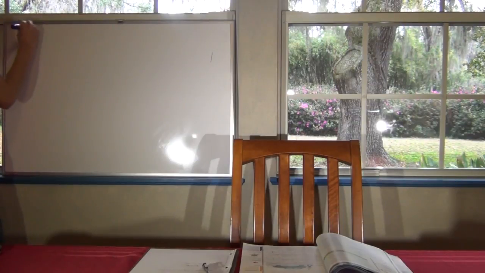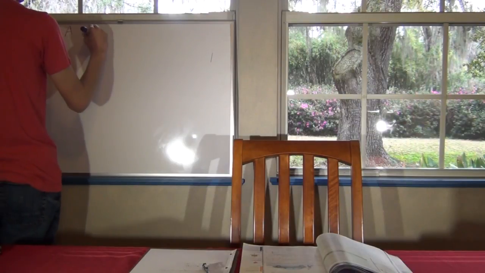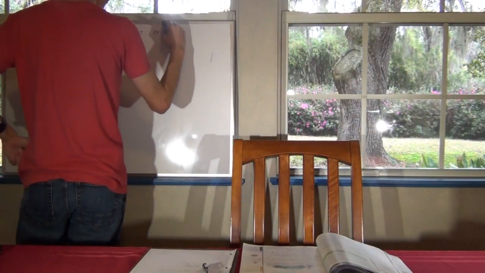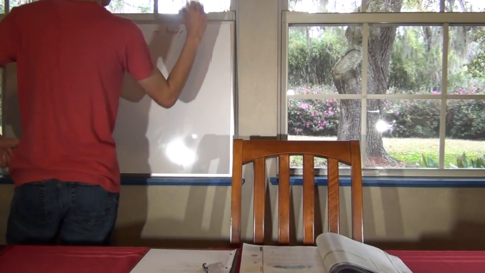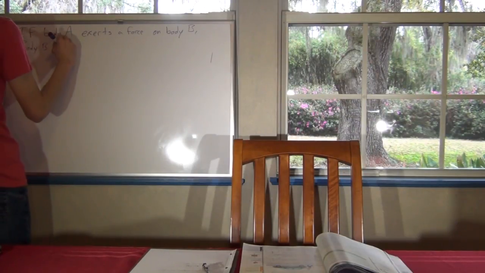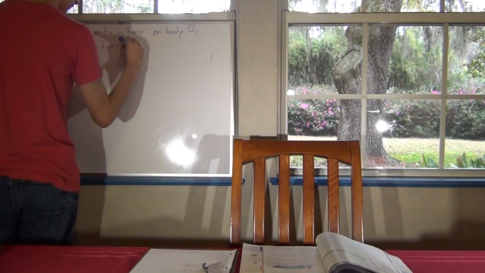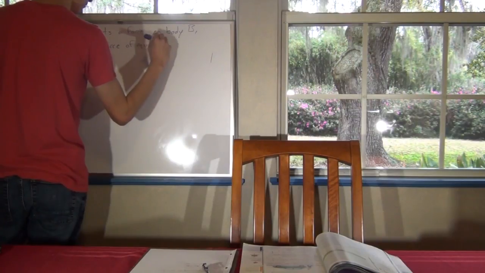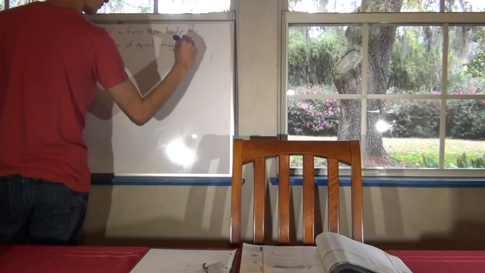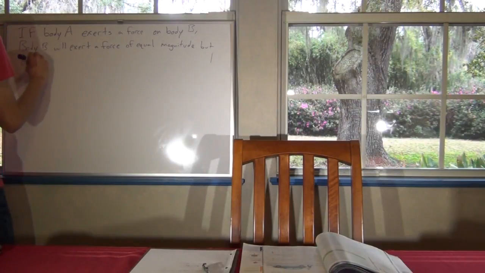So if body A exerts a force on body B, body B will exert a force of equal magnitude but opposite direction on body A.